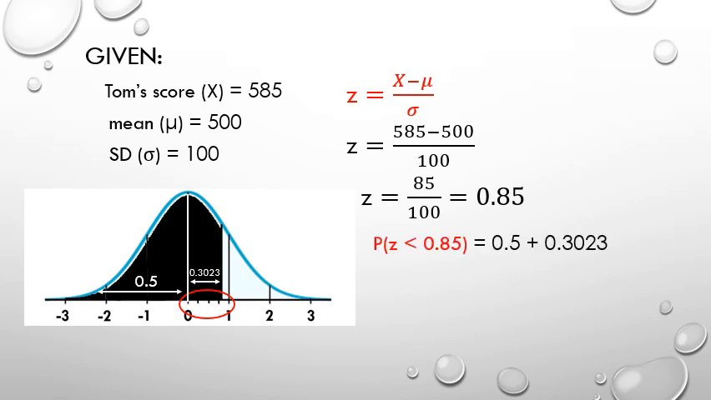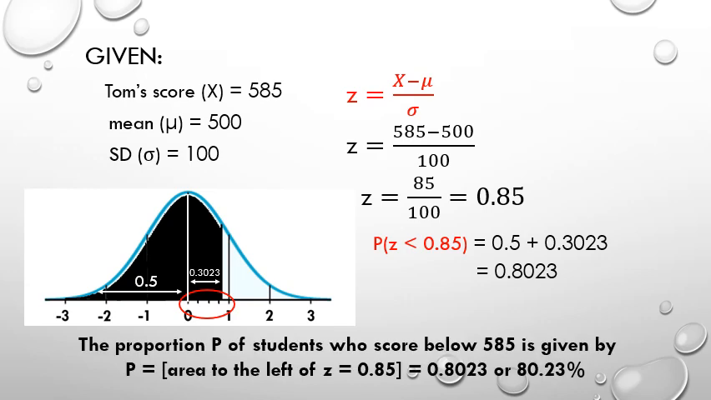So, the probability or the proportion of z which is less than 0.85 is equal to 0.5 plus 0.3023. And that is now equal to 0.8023. So, muna siya ang area sa whole shaded region. So, the proportion P of students who score below 585 is given by P equals the area to the left of z. So, area to the left of z is 0.85, which is equal to 0.8023. Kung ato siyang i-convert sa percent, that is now 80.23%.